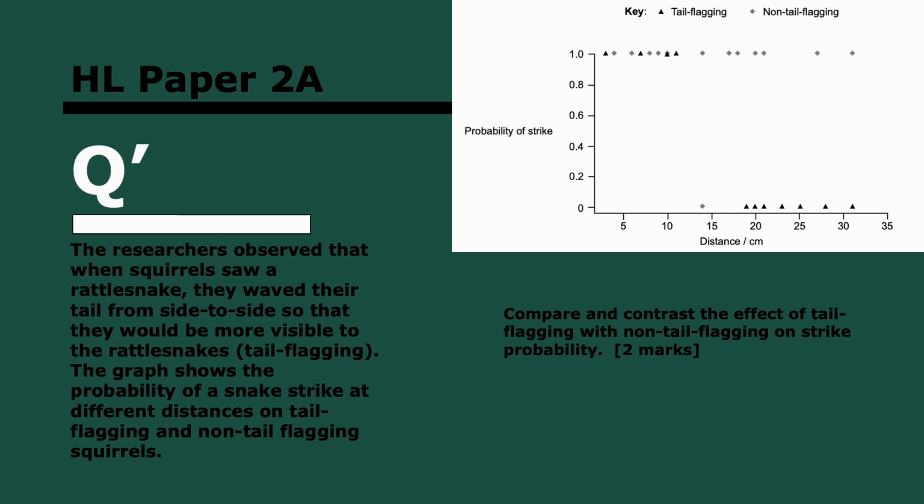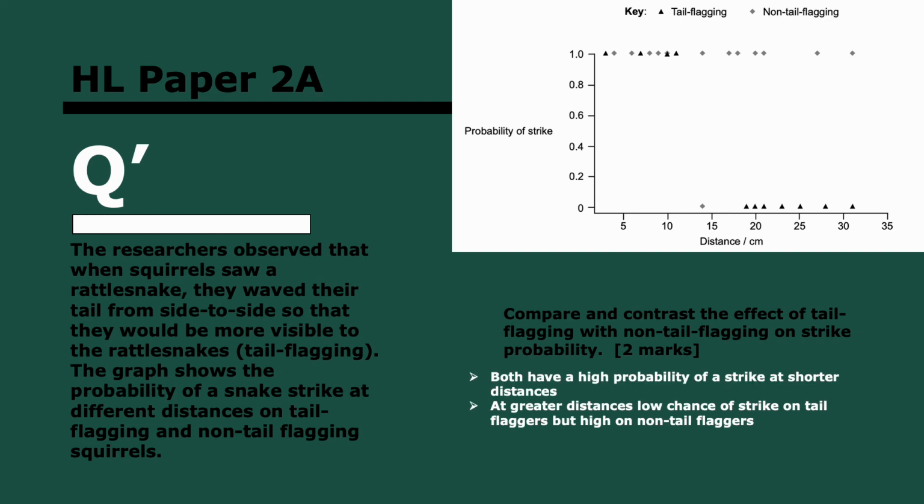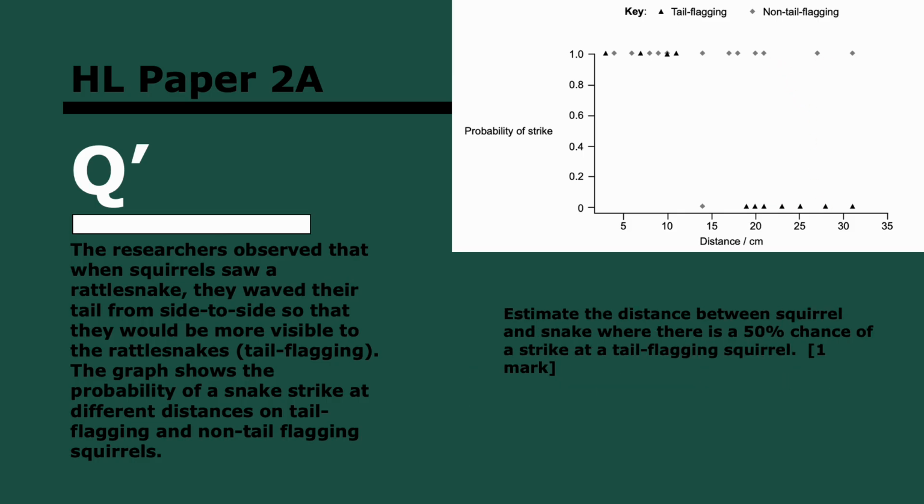So 3, 2, and 1. Okay. So obviously at shorter distances, so this is the distance between the snake and the squirrel, they both have a high probability of a strike. It doesn't really matter whether they tail flag or not. But at greater distances, you can see that they have a low chance of strike if you tail flag, but it's still a high chance if you don't tail flag. That's very, very clear, I think.